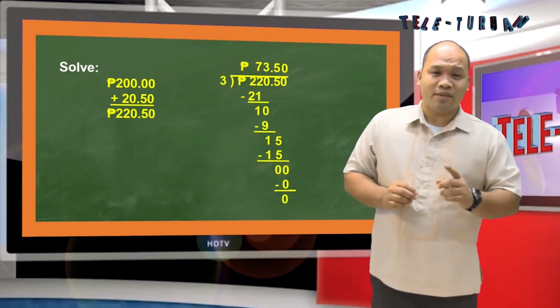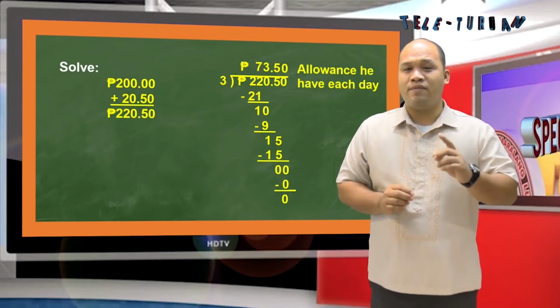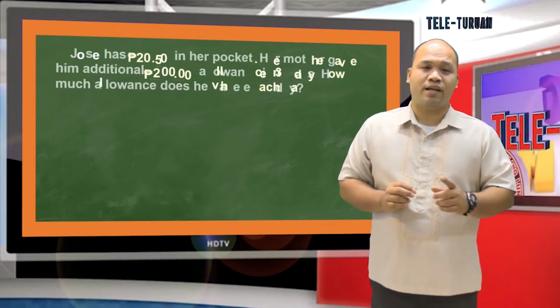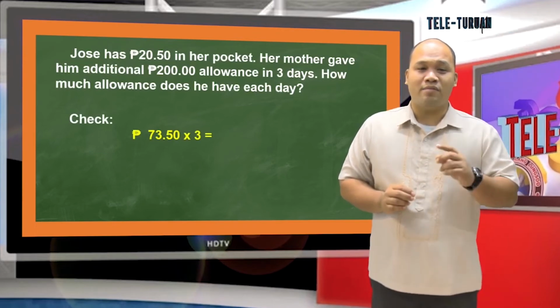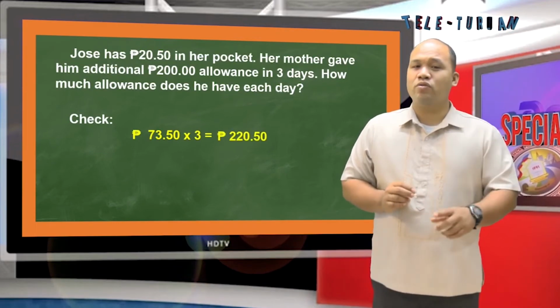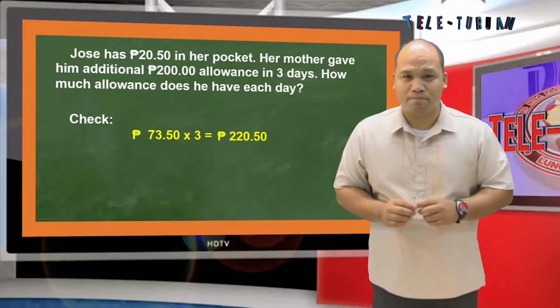The answer is 73 pesos and 50 centavos. What allowance does he have each day? To check, 73 pesos and 50 centavos times 3 is equals to 220 pesos and 50 centavos.